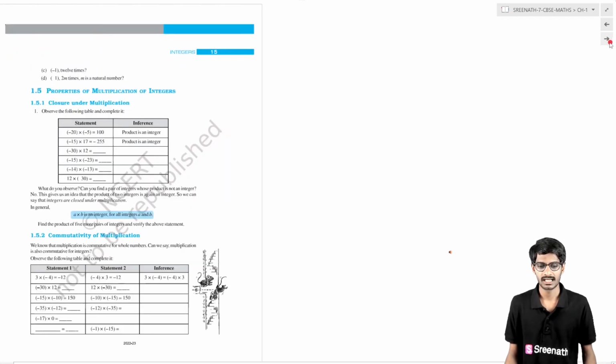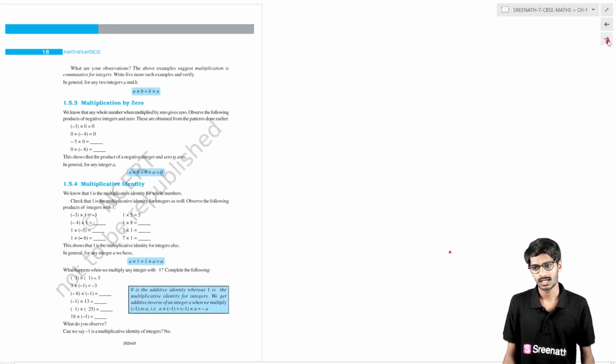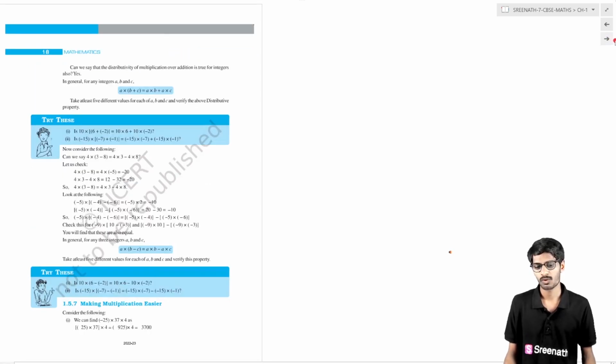After that we will enter the fifth topic, which is properties of multiplication of integers. What we learned in the previous topic was how to multiply integers. Now what are the properties when integers are multiplied? We'll again see the closure property, commutative property, multiplication by zero, multiplication by identity, associative property, distributive property.